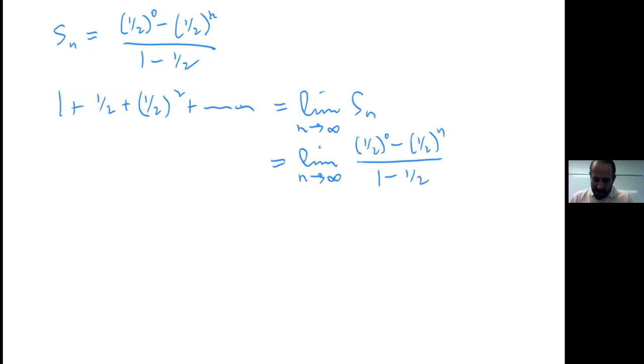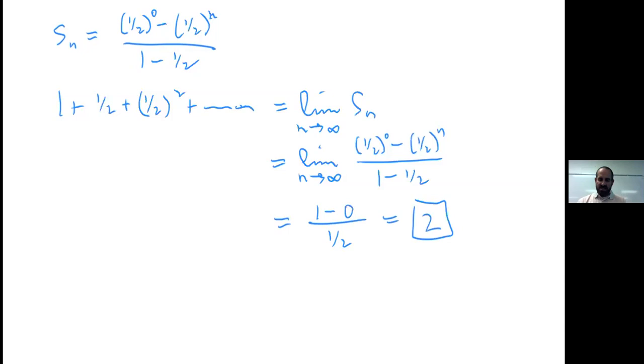Now, what about this limit? What happens? It's 2. How? Well, 1/2 to the n goes to 0. 1/2 to the 0, of course, is 1. So it's like 1 minus 0 over 1 minus a half, which is a half, so it's 1 over a half, which is 2, which is exactly what we expected to get.